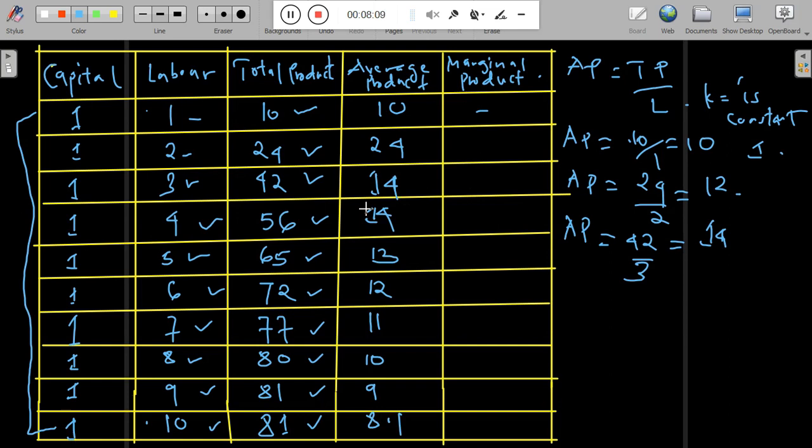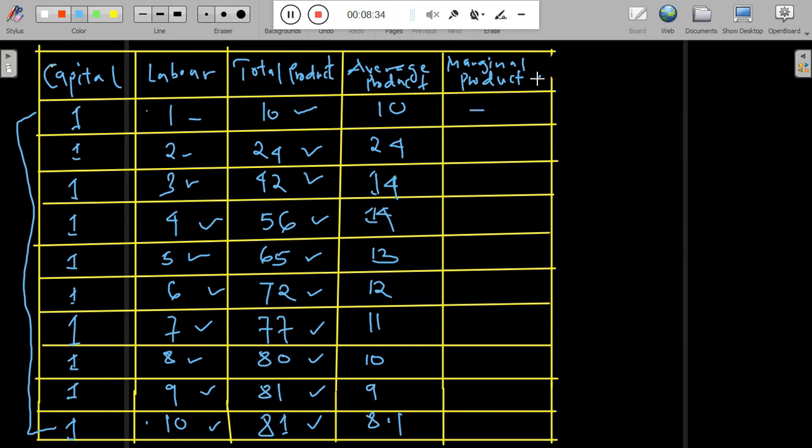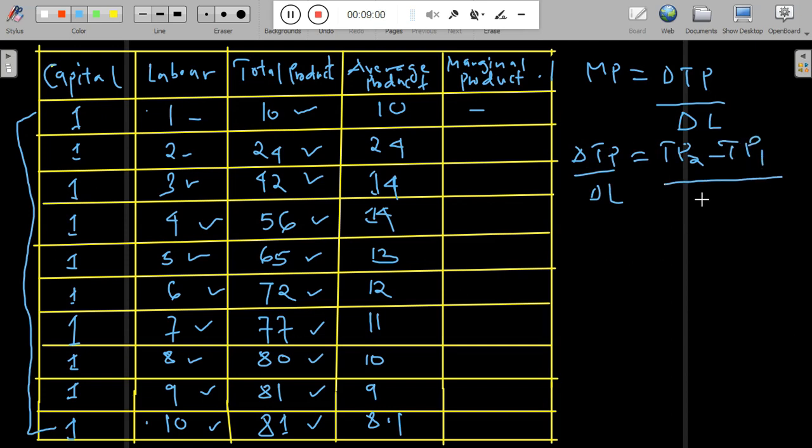So let's come to the part of marginal product. How can we find the marginal product? Marginal product is given by taking the change of total product divided by the change of input level. It can be labor or capital. Here we are dealing with the input labor. So this gives the change of total product over change of L. The change of total product is given by total product 2 minus total product 1, over labor 2 minus labor 1.